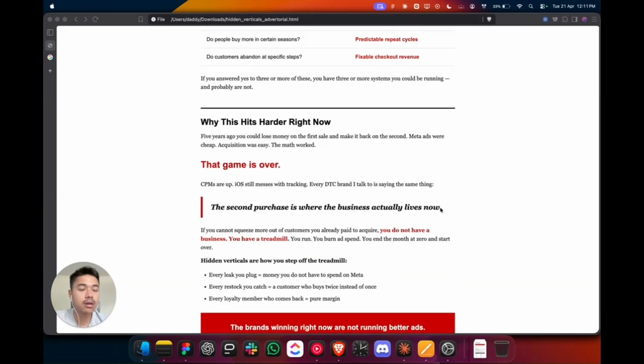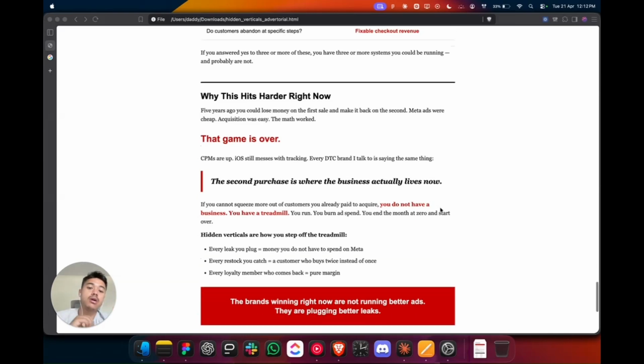You could be making a lot of revenue, a lot of money on the site itself, but you could be losing a lot of money on the acquisition part as well. So if you are able to get a second purchase in, that is basically free money coming in. Because if you look at the cost between Facebook ads and email marketing, there is a difference. You already paid to acquire.